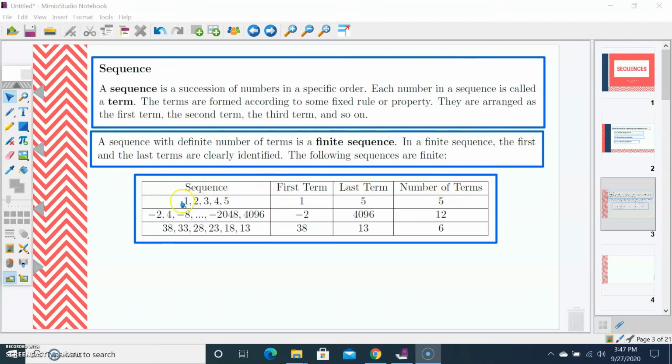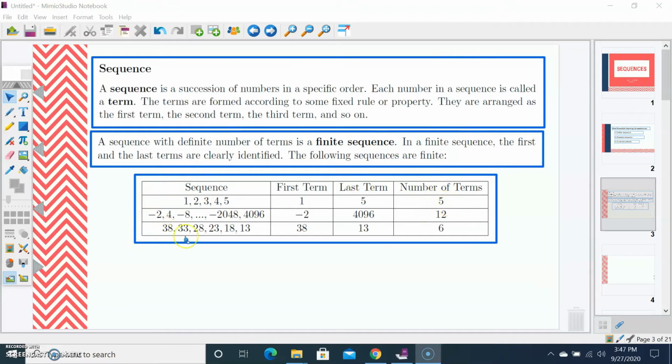So if you're going to consider the first example of a finite sequence, we have the sequence of 1, 2, 3, 4, and 5. So in this sequence, we can clearly identify the first term, which is 1, and then the last term, which is 5. And then if you're going to count how many terms are there in the sequence, we have 1, 2, 3, 4, and 5. So that's why we have here 5 terms.